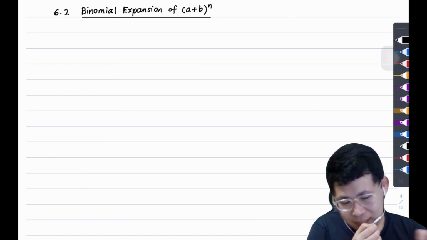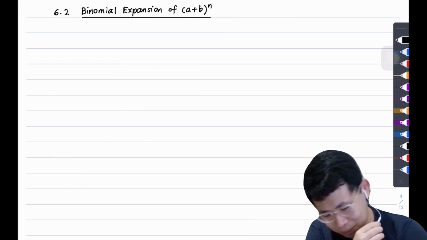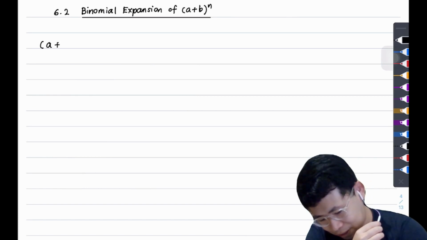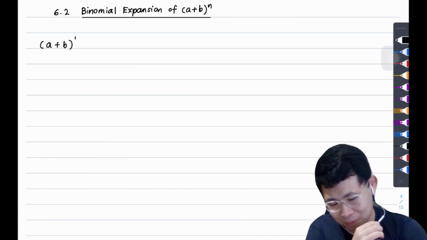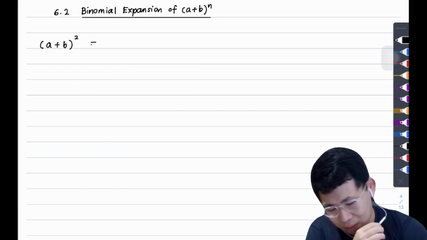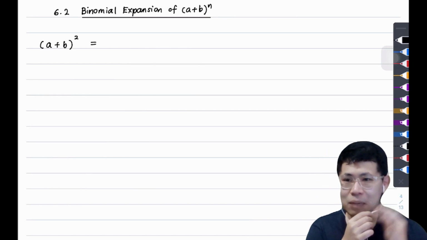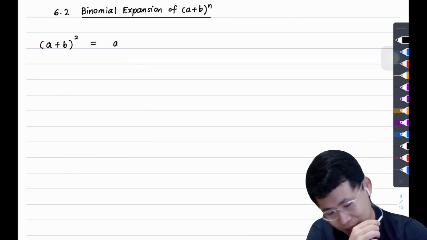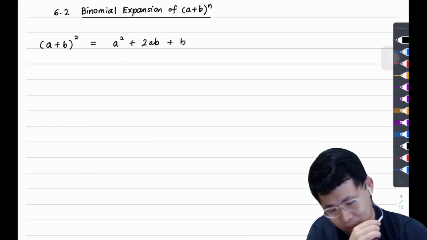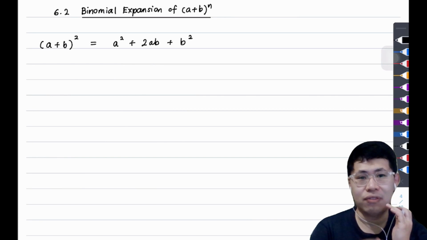With this in mind, I'm going to start off with just the basic a plus b. So (a + b) to the power of 1 is a bit boring. It's just a plus b. But let's raise it a bit to what we've done before. This is (a + b) squared, and we've learned in Sec 2 that it is this identity: a squared plus 2ab plus b squared. These are the results that we've learned so far.